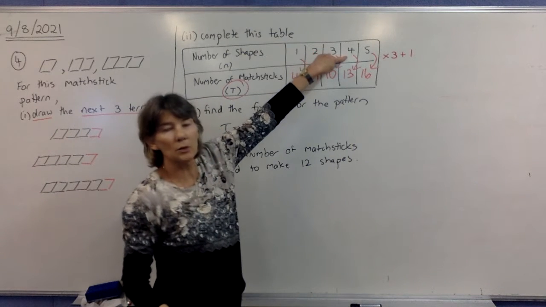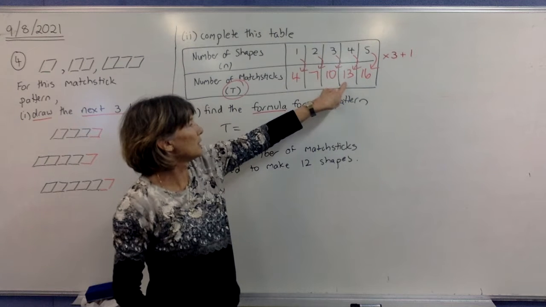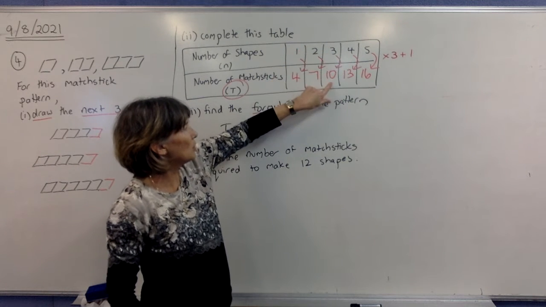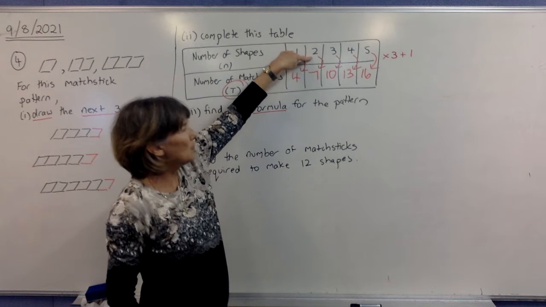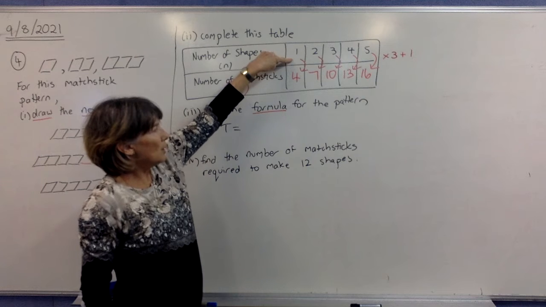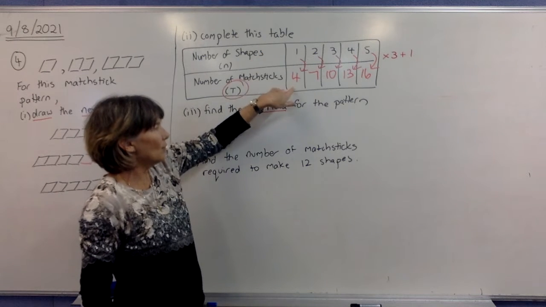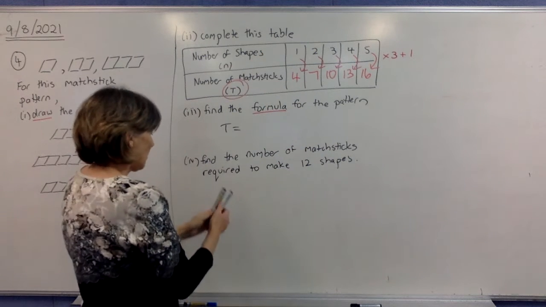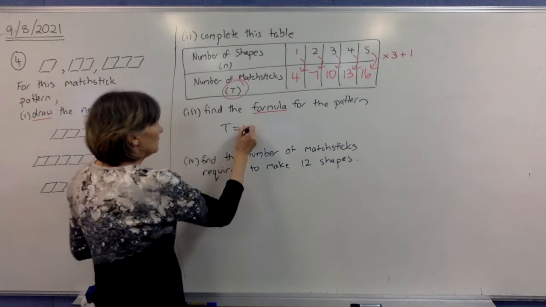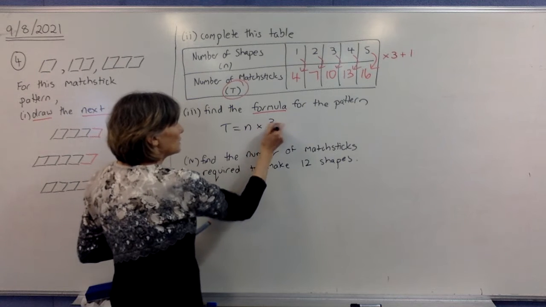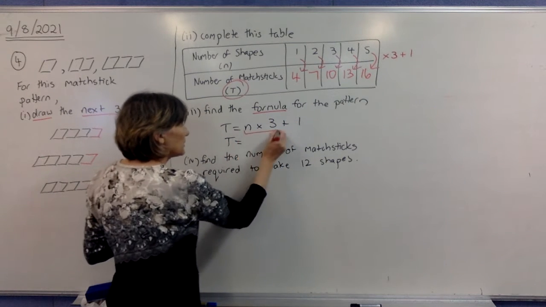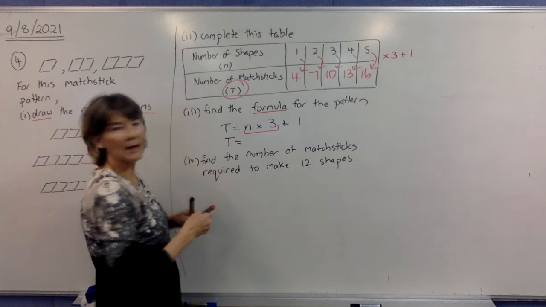4 times 3 is 12 plus 1, 13. That works. 3 times 3 is 9 plus 1 gives you 10. That works. 2 times 3 is 6 plus 1 gives you 7. 1 times 3 is 3 plus 1 gives you 4. So it works for all of them. That's our formula. So we're doing N, our top letter, times 3 plus 1. And now we're just simplifying this little bit here with the N times 3 and writing it as 3N.